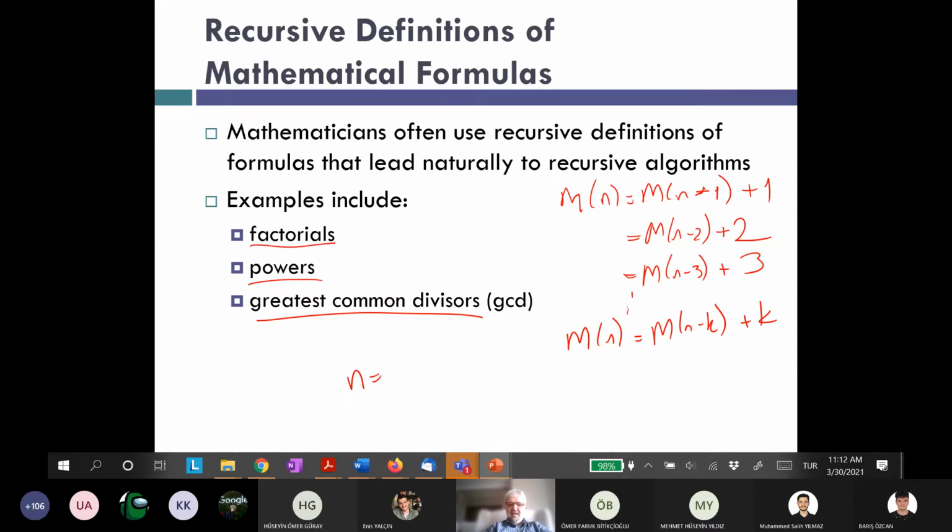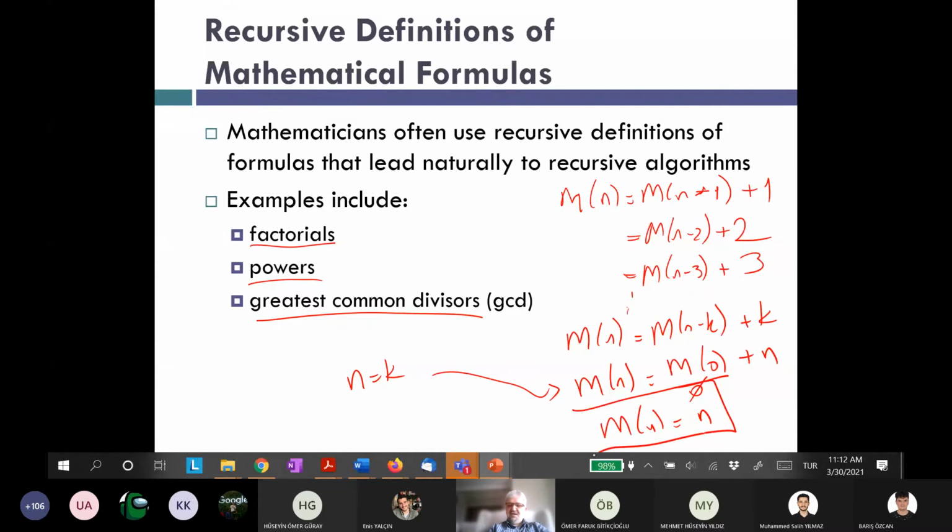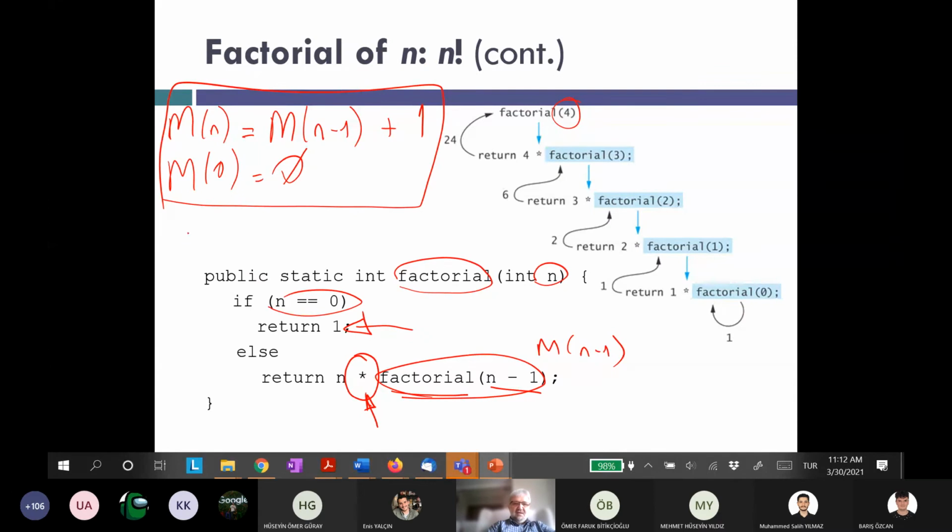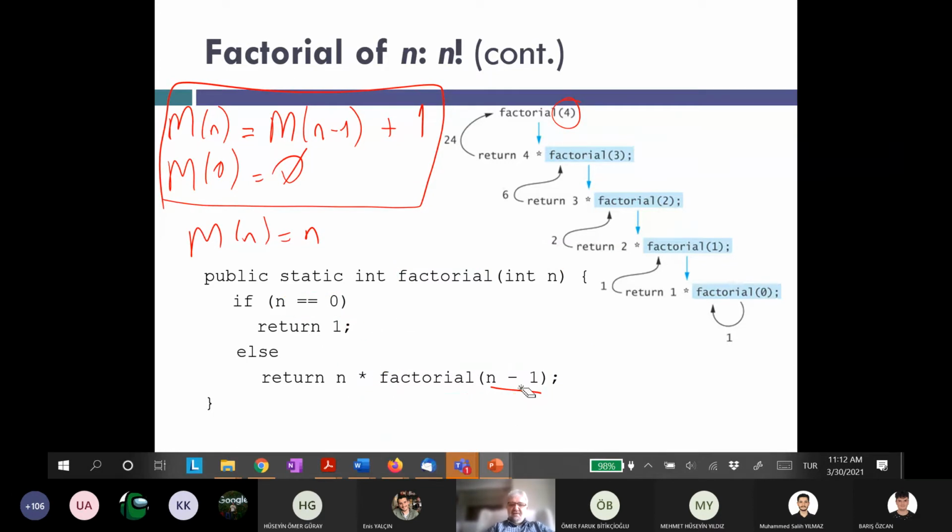And if you make n equal to k, then mn is equal to m0 plus n, right? What is m0? We know that m0 is 0. Then mn is n. This is the number of multiplications for this algorithm. So when we solve this, we know that mn is n. It means the number of multiplications in this algorithm is n to calculate the factorial of n.